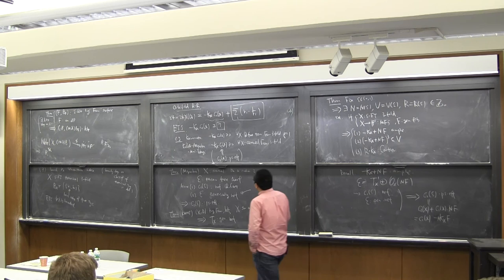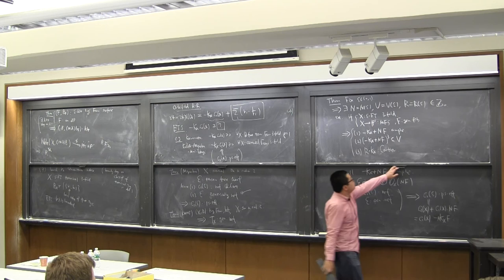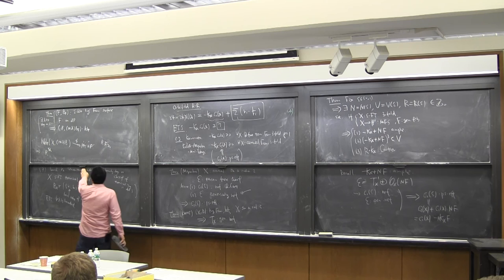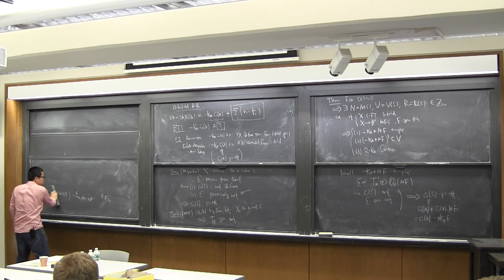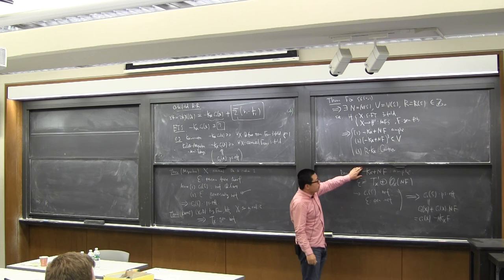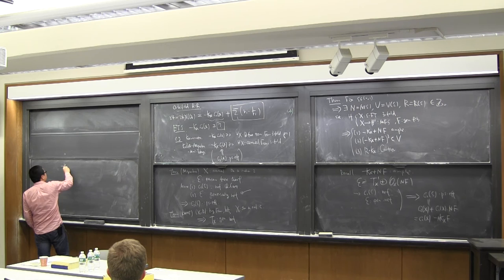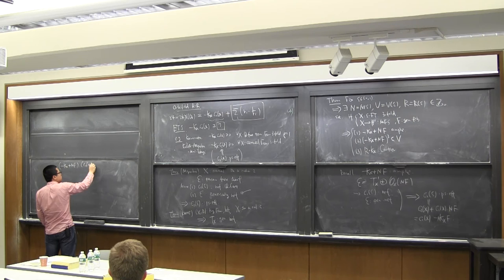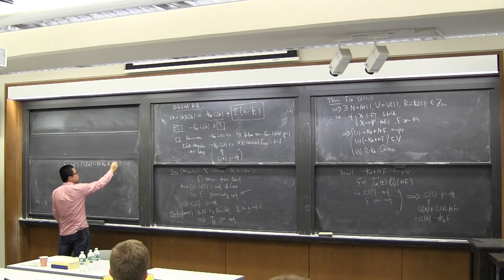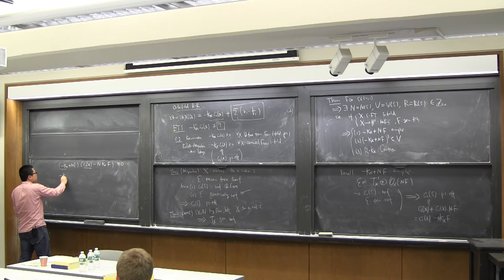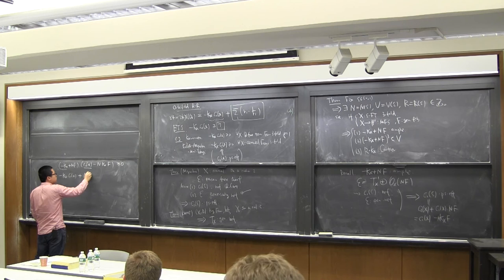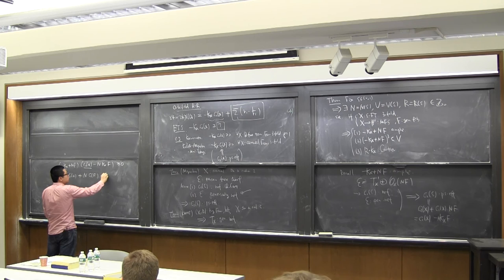We use this ample divisor times this pseudo effective cycle. So we know that minus K_X plus nF times C2 of X minus n times K_X times F is non-negative. And we can compute that we have this part, minus K times C2 of X, and this part is plus n times C2 of F, and this part is plus n times K_F squared, and this part is zero.